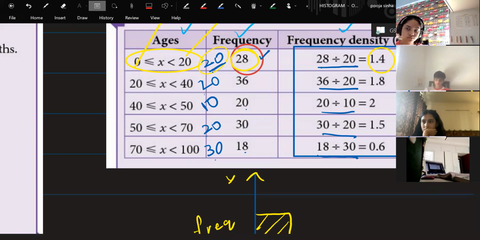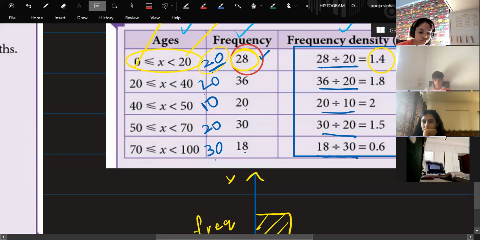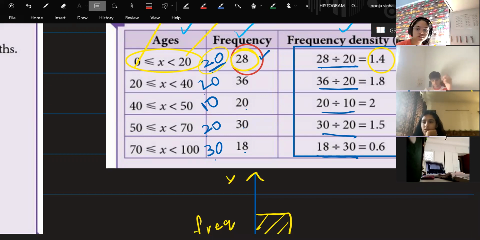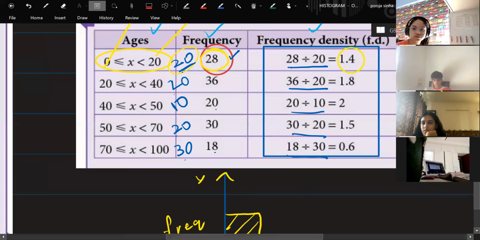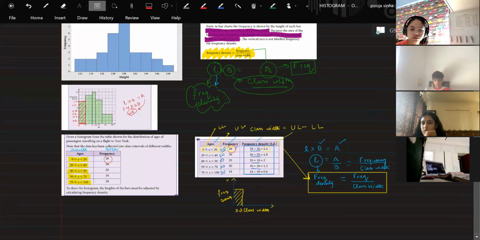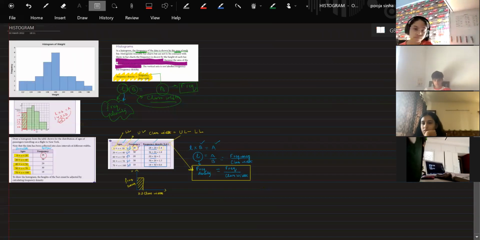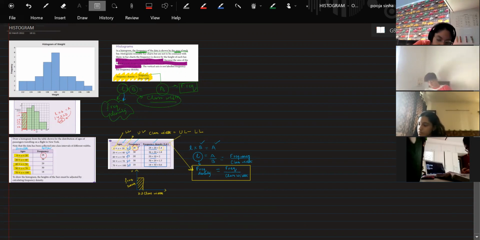I hope my point is clear. Any confusion, anybody? No, miss. Can you just go to the right so I can copy down? I want you all to make this in your notebooks, quickly. It's better if you have a graph sheet.